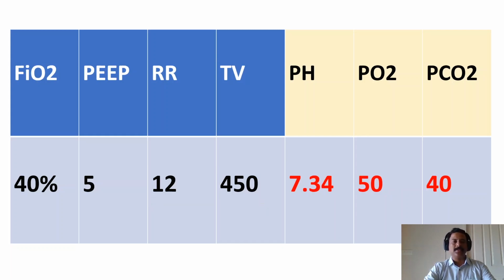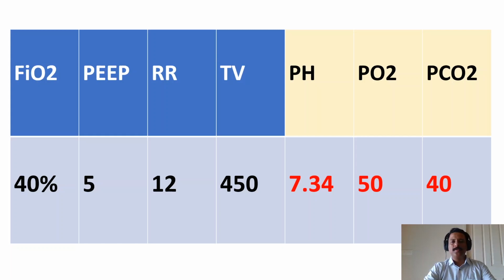It's the second patient, the same setting: FiO2 of 40, PEEP of 5, respiratory rate of 12 and tidal volume of 450. We have taken an ABG after 3 hours. The pH was 7.34, which is okay, good. The PCO2 was 40, okay, it is good. But the PO2 is only 50.